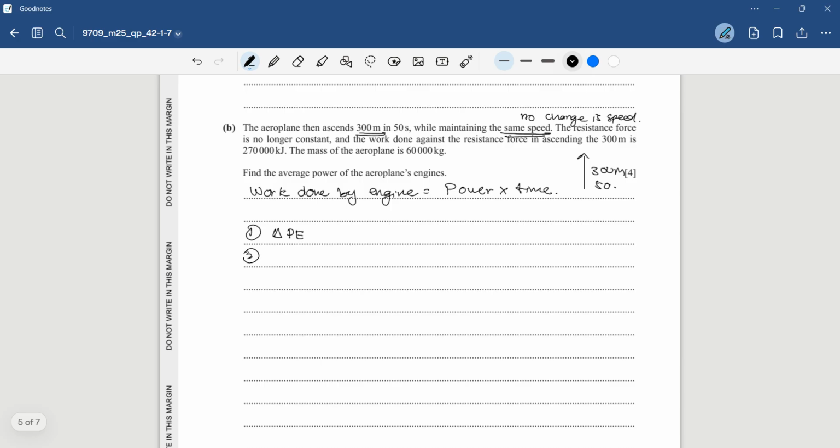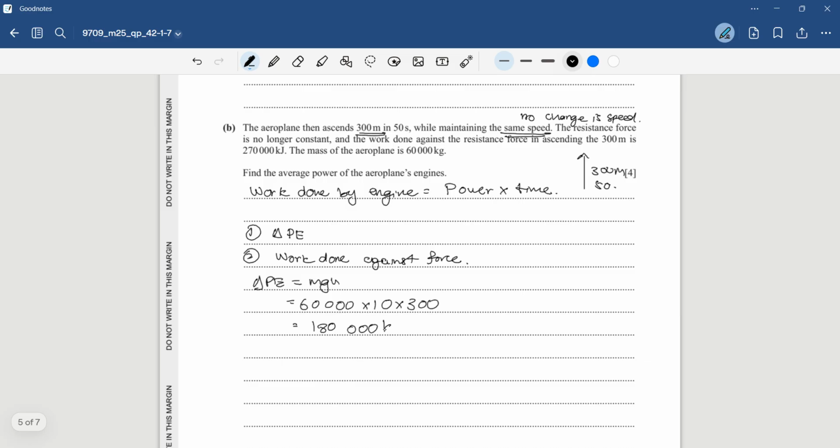And number two will be the work done against the resistance force, or the work done against the force, it doesn't matter. Let's try to find the change in potential energy. The change in potential energy will be mgh, where m is 60,000, g is 10, and height is 300 meters.